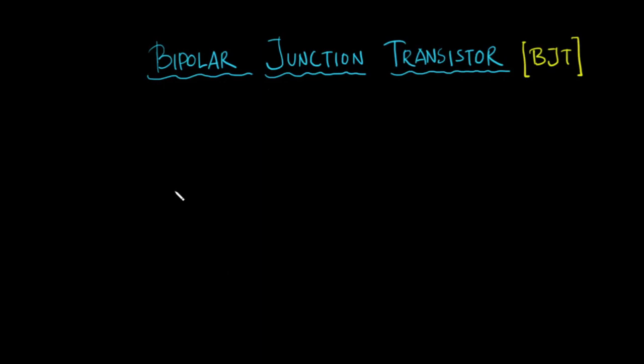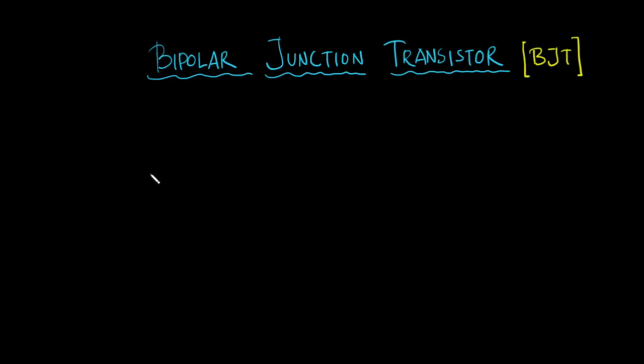Okay, welcome back everyone. In the last lecture we learned that there are two basic types of transistors: one is the bipolar junction transistor and the other is the field effect transistor. In this lecture we will learn in detail what the bipolar junction transistor is, what its terminals are, and how it operates. A bipolar junction transistor is called a BJT for short.